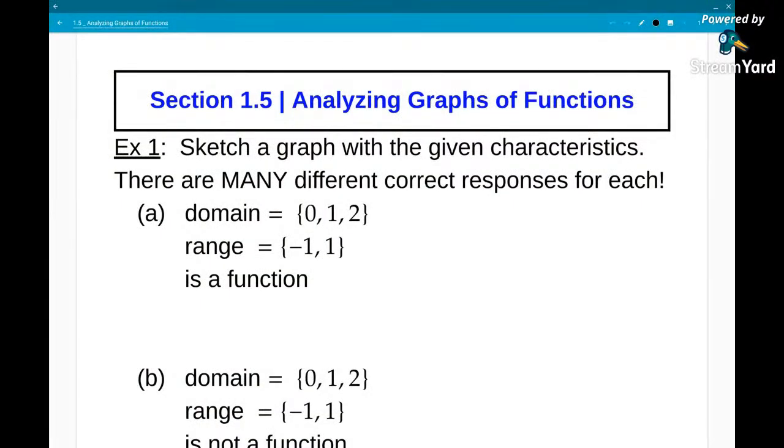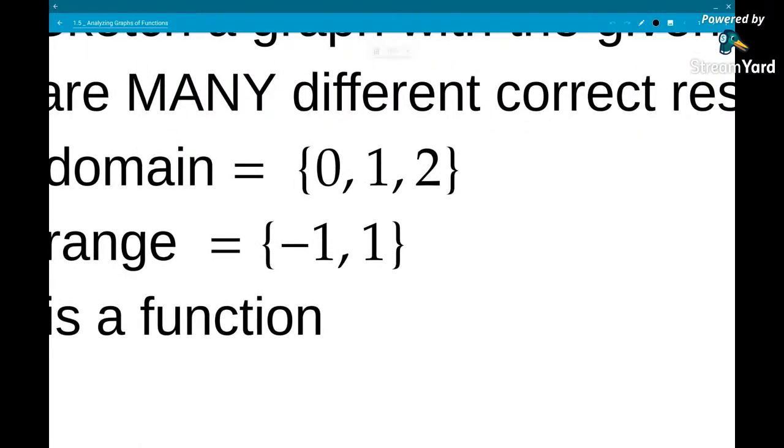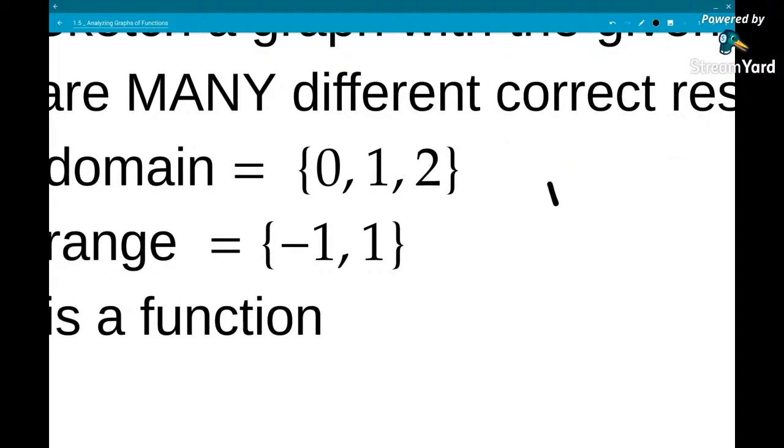Can you sketch a graph that has a domain of {0, 1, 2} and a range of {-1, 1}? One thing I want you to notice here is my notation. This is not interval notation. It's not anything with parentheses. It's not containing a bracket. We actually have a curly bracket. So this is what we call discrete, meaning it's just countable. It's not continuous. Think of it as isolated.